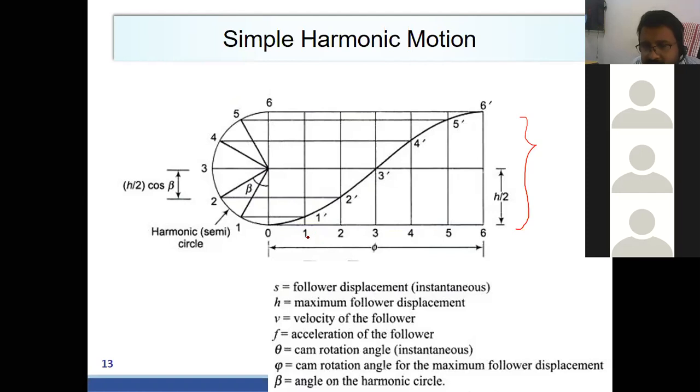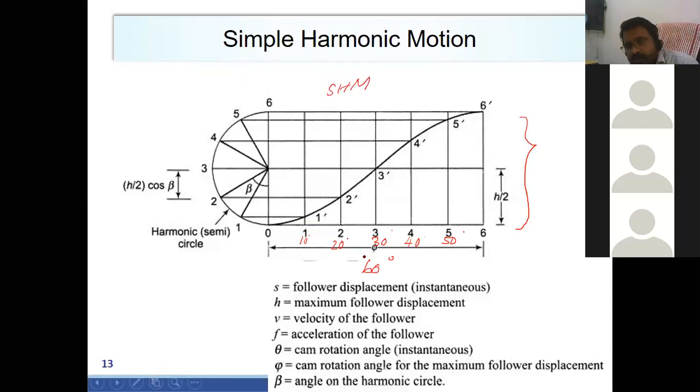When the cam is rotating, for example, if you take this as 60 degrees, this entire span is 60 degrees. For 10 degrees, it should give this much lift. For 20 degrees, it should give this much lift. For 30 degrees, for 40 degrees, for 50 degrees, that is what we should achieve. The pattern in which it goes should be simple harmonic motion. That is what we have to achieve.